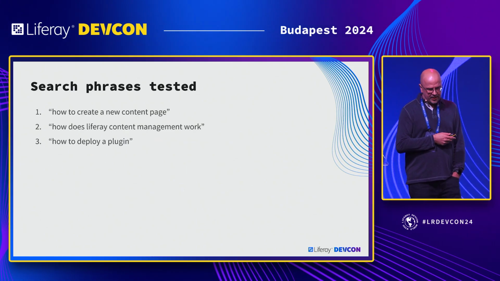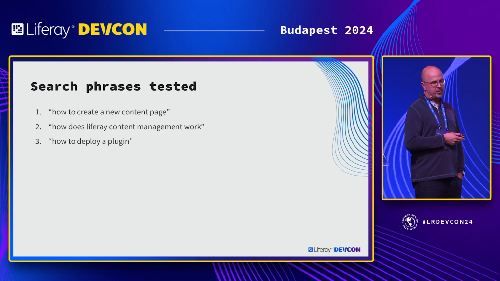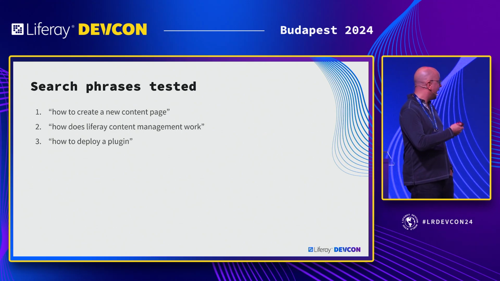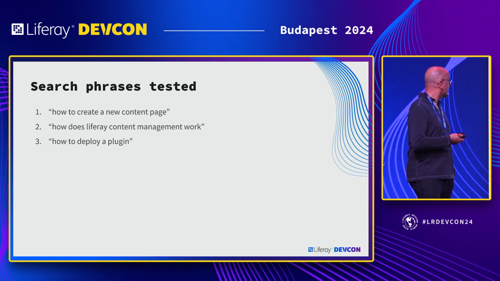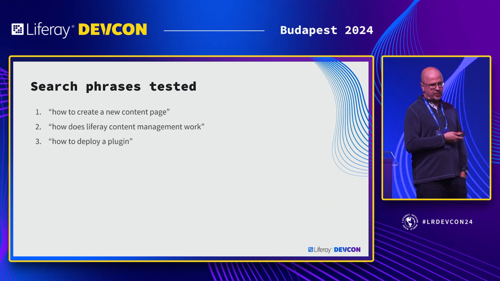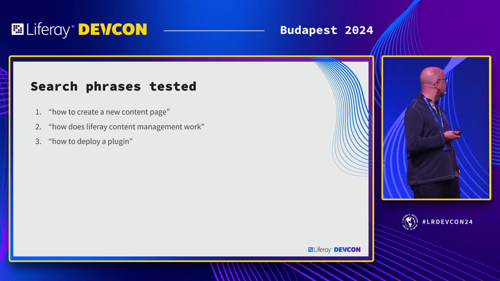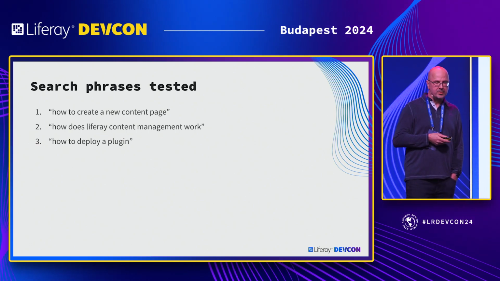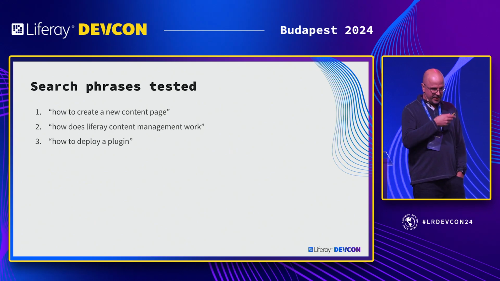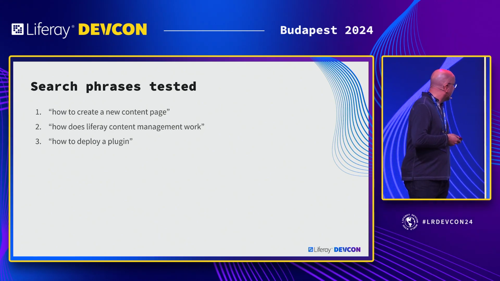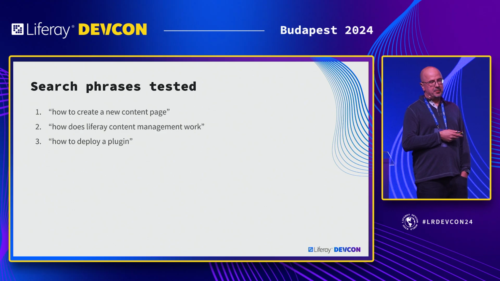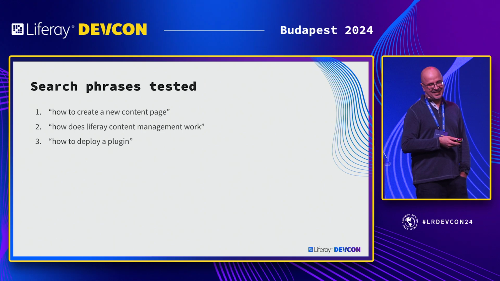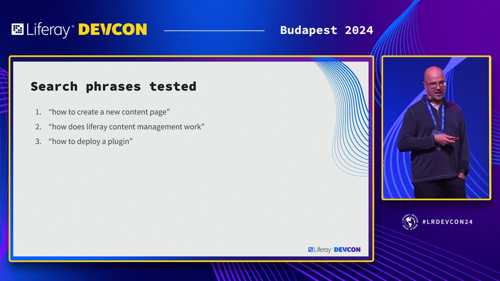I tested only 3 search phrases. That's maybe not fair to the standard search. But as I'm on a learn site, the questions I could imagine to ask would be how to do something. So how to create a new content page, the first challenge. How does Liferay content management work? It's a conceptual question. And how to deploy a plugin, a fairly simple question. It's obvious that the first 2 will be challenging for keyword matching-based search because the word content is everywhere on the Liferay Learn site.